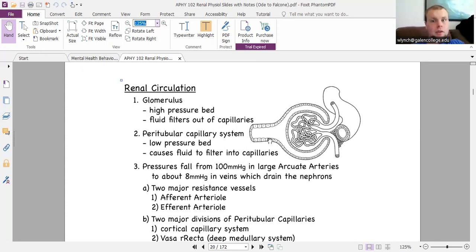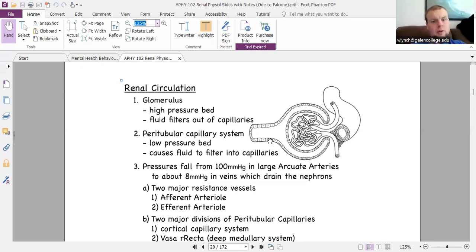This is functionally important, because in the glomerulus, we want the fluid to go out of the capillaries into the tubular space. In the peritubular capillary system, we want the fluid to move back into the capillaries from the tubular space. So having a higher pressure at the glomerulus forces the flow of fluid out of the capillaries. Having a lower pressure in the peritubular capillary system causes fluid to filtrate back into the capillaries.